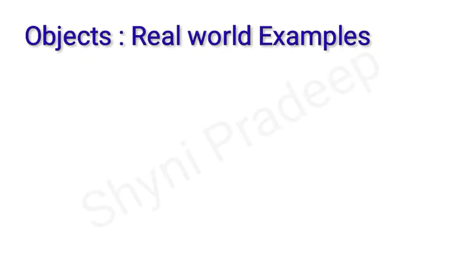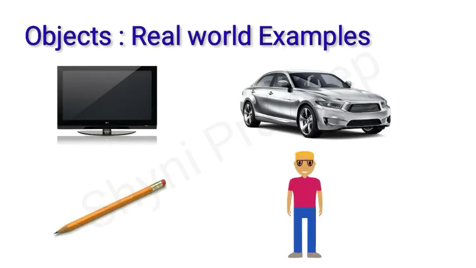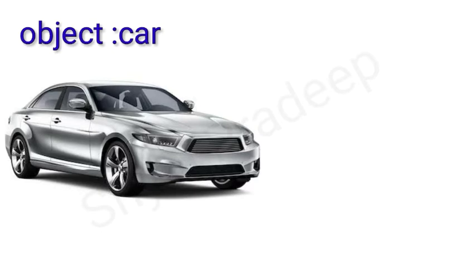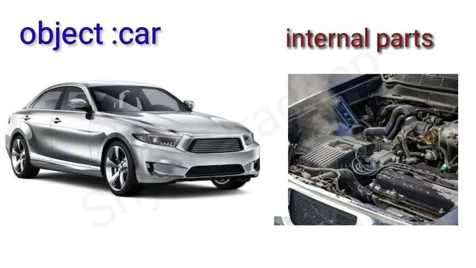Some real world examples of objects: television, car, pencil, people, and so on. Let us see an example, then you will clearly understand data abstraction. Take any one object; I am taking a car. This car is an object. When you want to drive a car, you don't need to know how the engine was built or what kind of material the tires are made of. You don't need to know the internal details of the car. You just have to know how to turn the wheel and press the gas pedal.